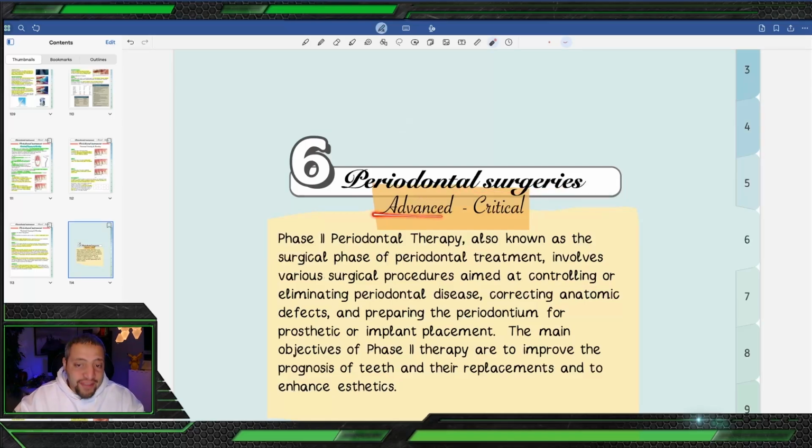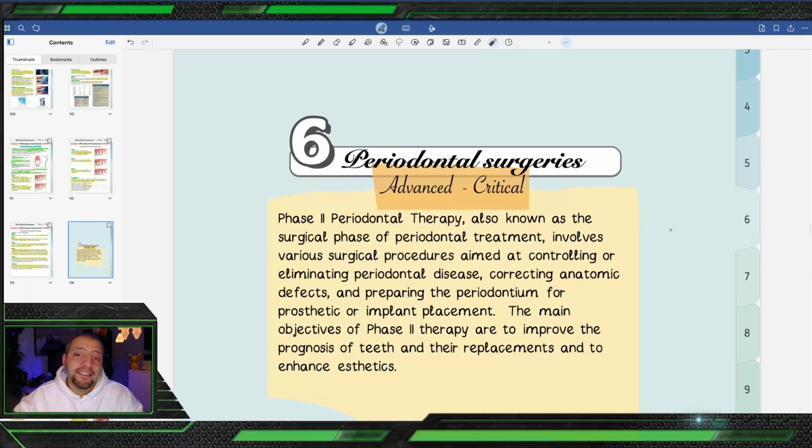This chapter is advanced. It requires thorough understanding of anatomy, the etiology of periodontal disease, and the treatment options we are going to give to our patient. Sadly, it is critical because they have a huge appetite for questions from such an annoying topic, honestly. You remember the orthodontic surgery? I told you to know the information and move around it. This one, no. This one you should understand because they ask a lot of questions from this one, and they are clinical questions.